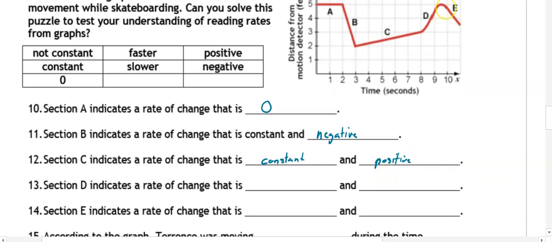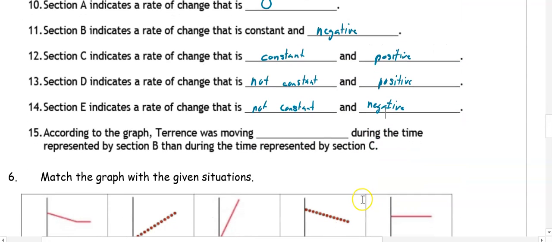Segment D and E, those are kind of curved, which means our rate of change here is going to be not constant for D, but it is going to still be positive because it's going up. And for E, it's going to be not constant and negative because it's going downhill.